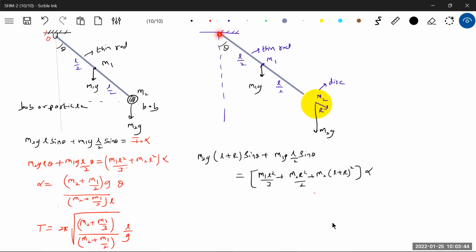That of the rod, how much? M1 L square by 3. That of the disc, first about its center of mass: M2 R square by 2, plus M2 into this distance, which is L plus the radius R. If we mention that L is very much greater than R, then you can take R out, R negligible. If you put a condition like that, then it will become similar to the earlier case, so this quantity has to be considered here.